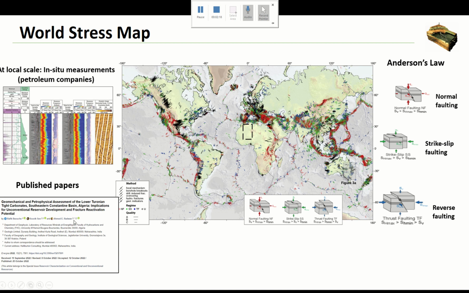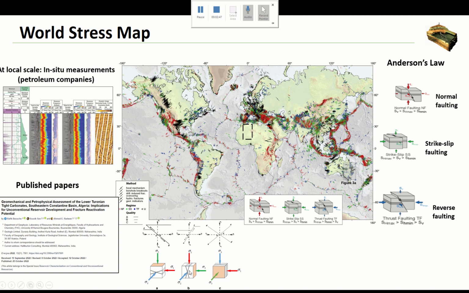So, by definition, Anderson has defined the stress with three components: the vertical component and two horizontal components. Most of the time, the principal component is the vertical component. We say most of the time, not all the time. You can see this in horizontal drilling for unconventional and tight reservoirs. And the two horizontal components are the maximum and minimum horizontal stress.